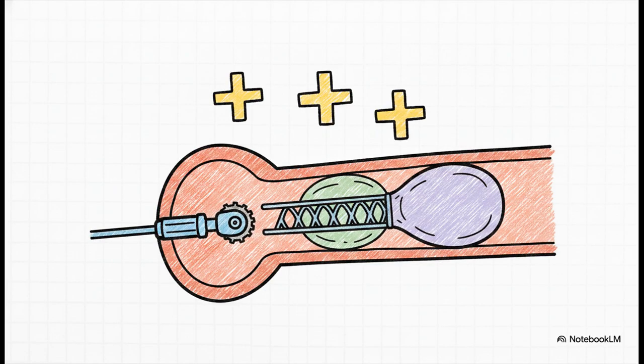And before we leave this section, remember this. If your documentation supports it, you absolutely can separately code for angioplasty, stent placement, or other interventional procedures performed in that exact same artery during the exact same session. They are coded separately in addition to the atherectomy code.